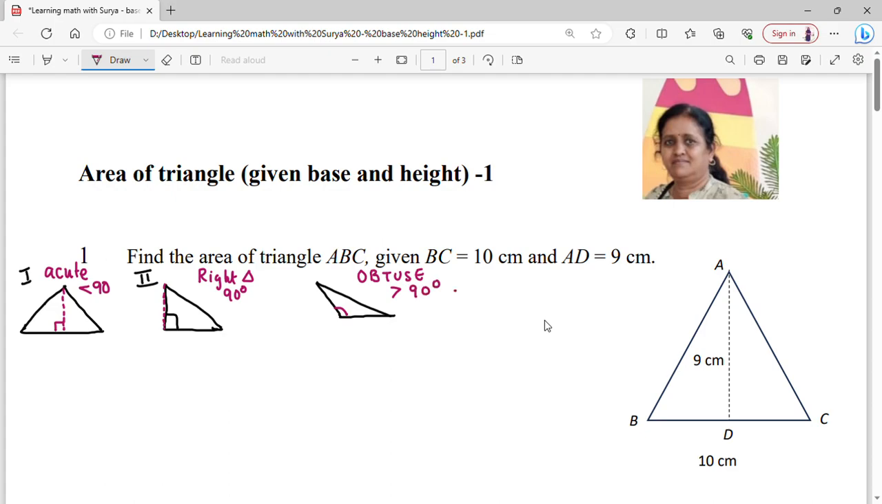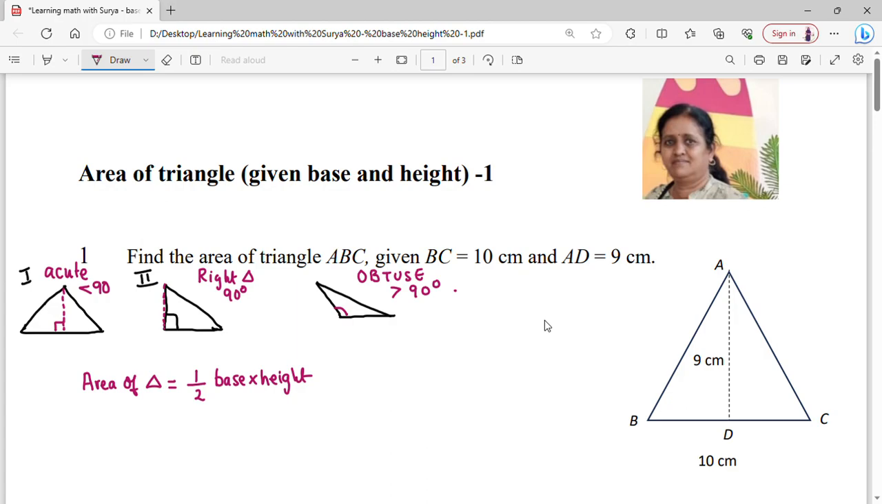So, the formula for the area of a triangle is half base times height. So, area of a triangle is equal to half base multiplied by height. Now, you need to be able to recognize or identify what is the base and what is the height.